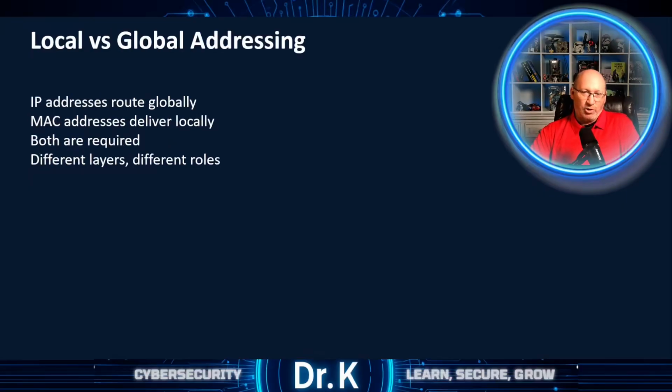IP addresses enable global routing across networks. MAC addresses enable local delivery within a single link. When your device sends data to a remote server, the IP address identifies the ultimate destination, but the MAC address identifies the next hop on your local network. Usually, it's your router. Both addressing systems work together in conjunction. One chooses the path, the other, on the other hand, completes the local handoff.